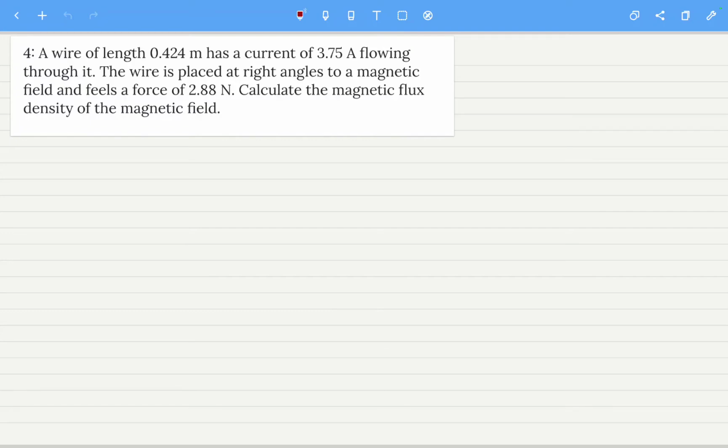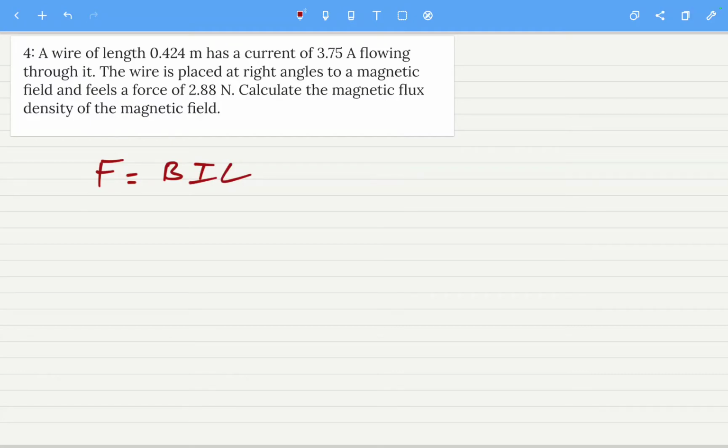Here's number 4, if you want to attempt that one. A wire of length 0.424 meters has a current of 3.75 amps flowing through it. The wire is placed at right angles to a magnetic field and feels a force of 2.88 newtons. Calculate the magnetic flux density. So again, F equals BIL.